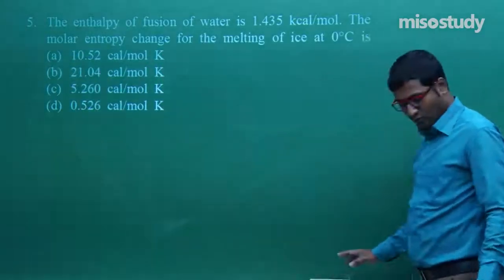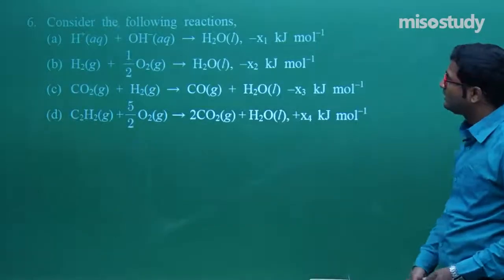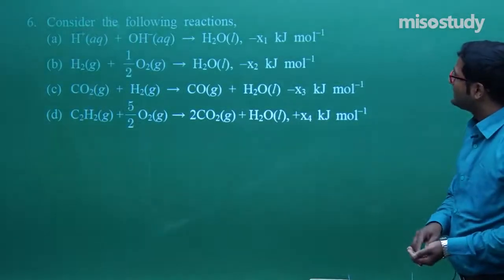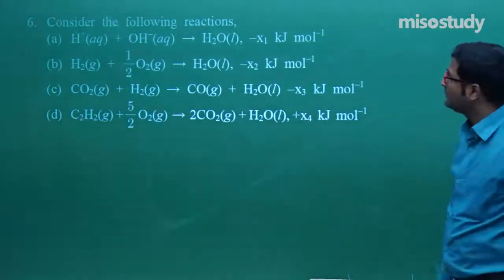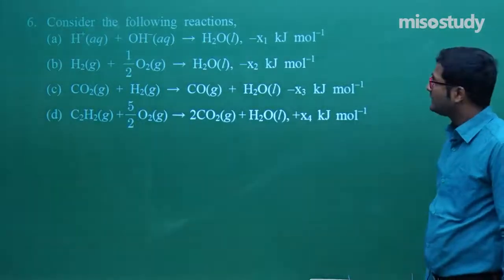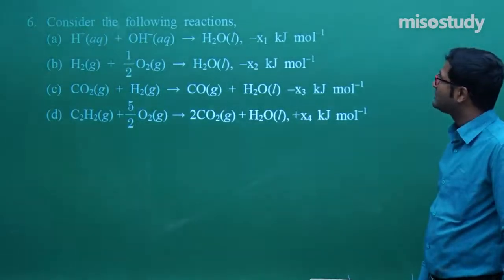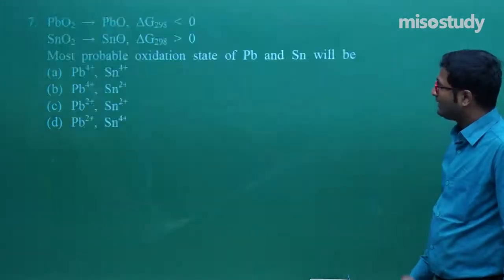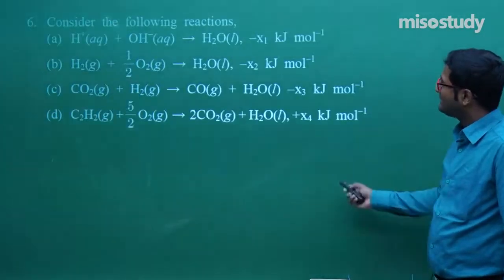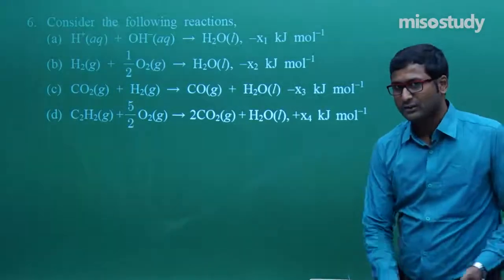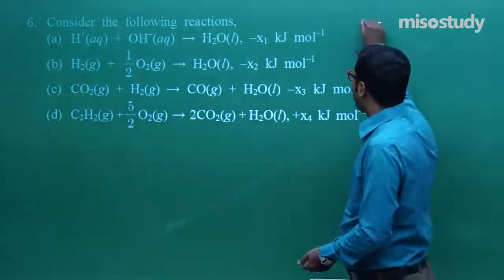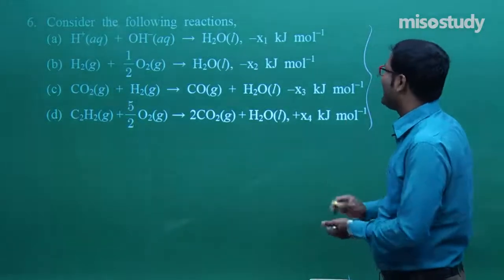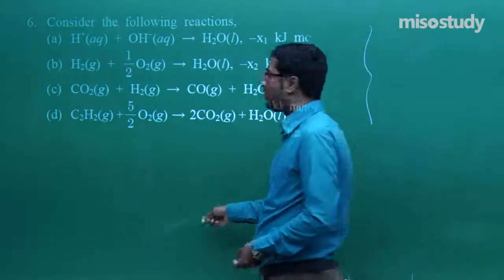Now let's move to the next one, question number 6. What does the question say? Consider the following reaction. Check out the reaction: H+ and OH- gives H2O. According to this reaction, you have to find the heat of formation of water.